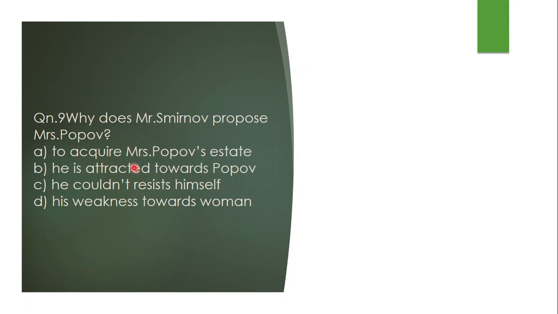A. To acquire Mrs. Popov's estate. Okay, financially. Is it so? Because she's a landlord, had a property, and he is also a landlord. B. He is attracted towards Popov. Is it so? C. He couldn't resist himself. When he looks at the beauty of this woman, when he touches her hands, when he observed her innocence, he couldn't resist himself without proposing to her. D. His weakness towards women. Yes. So all options are there.